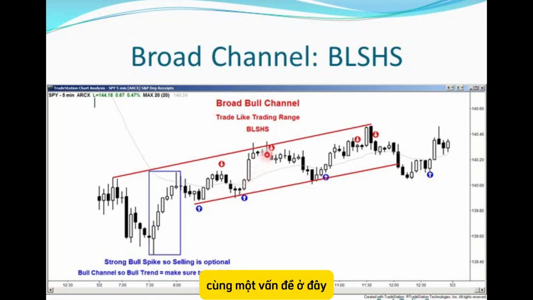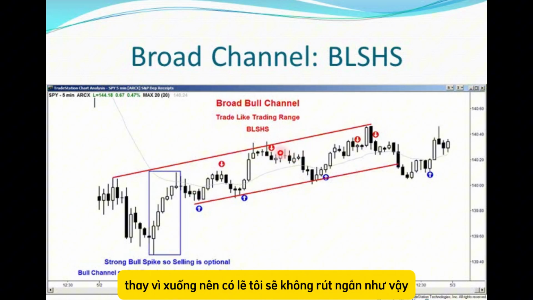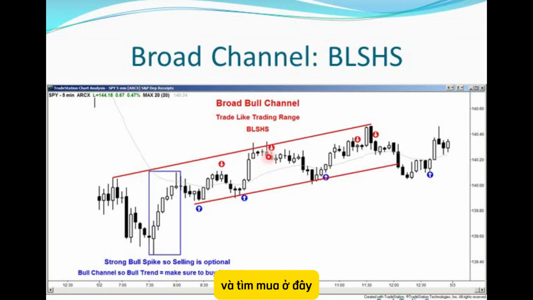Same problem up here. Two very strong bull bars. Yes, a micro double top and a bear bar closing on its low, but I think there's too much risk of the market going sideways instead of down. So I probably would not take that short. I might, with the bar closing on its low, but I would be much more interested in looking for buys.